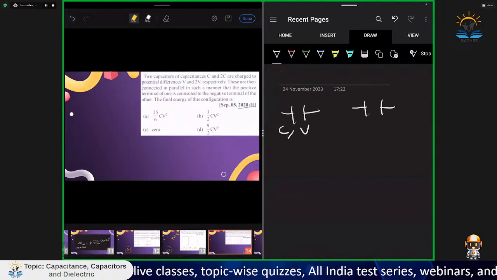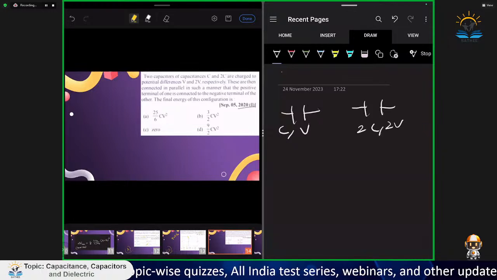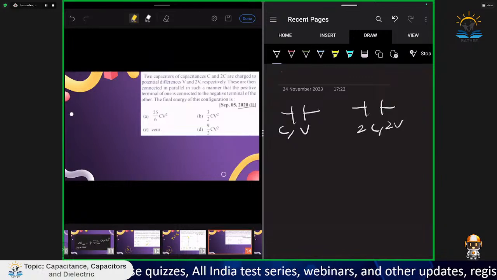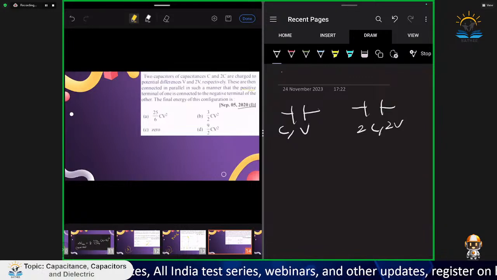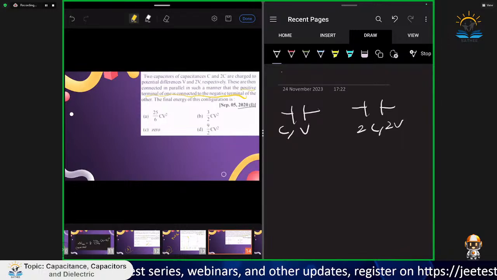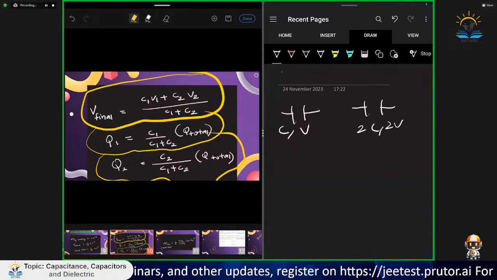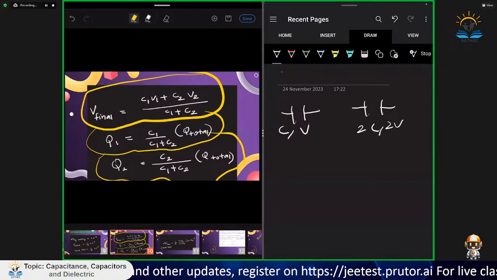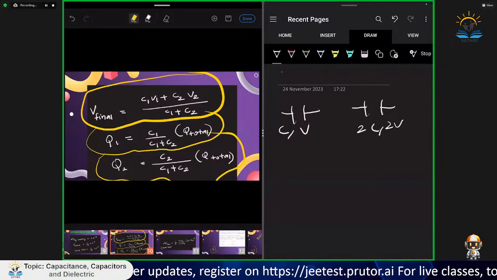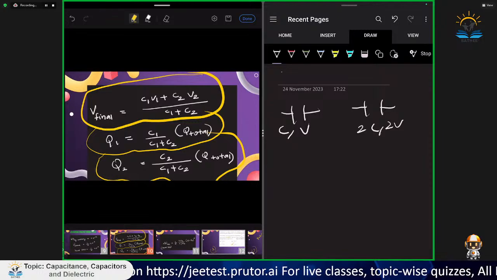CV, 2C, 2V. These are then connected in parallel in such a manner that the positive terminal of one is connected to the negative terminal. This is our equation: V final is equal to (C1 V1 plus C2 V2) by (C1 plus C2), if both the capacitors are connected in a way that positive plate is touching the other positive plate.